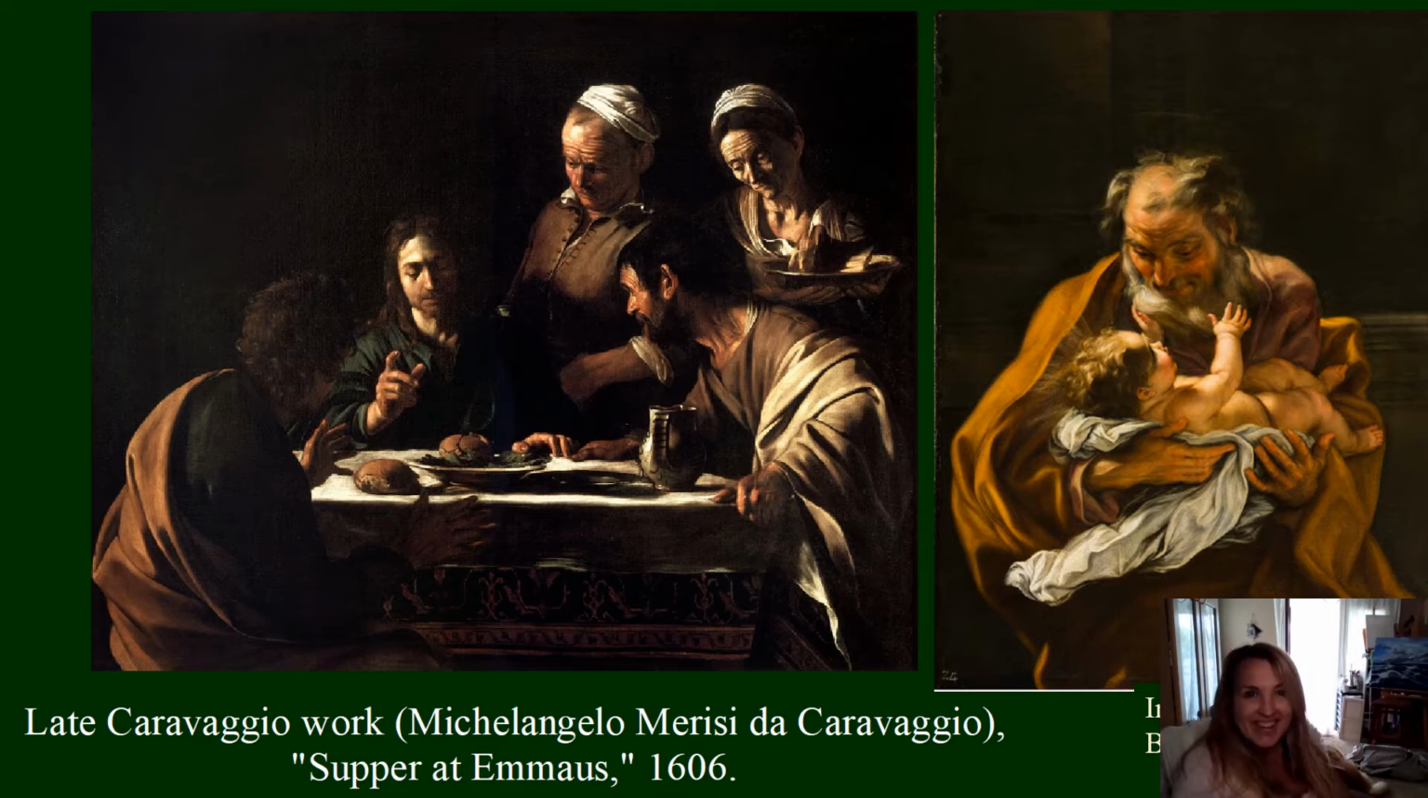This is a late Caravaggio work. Michelangelo Merisi da Caravaggio, which is basically Michelangelo of Caravaggio, which is where he's from. And this is Supper at Emmaus. And you can see the connection to Caravaggio with the dark tonal background, the chiaroscuro, not quite as pronounced as in the work of Joseph and the Baby.